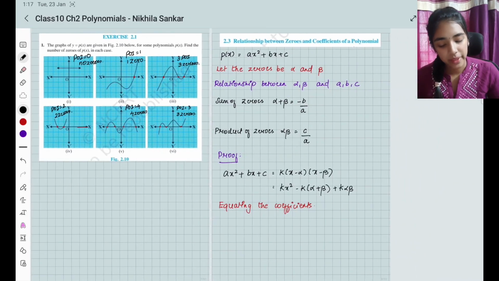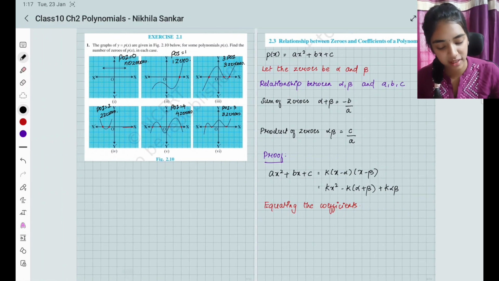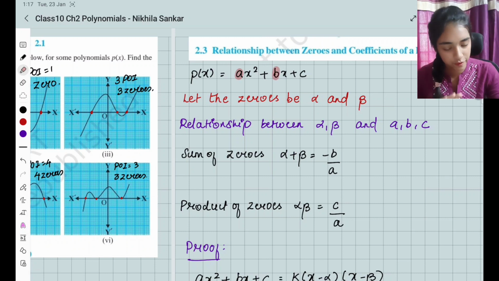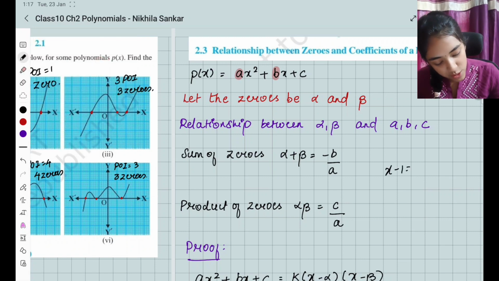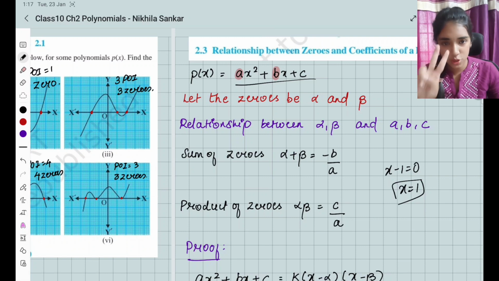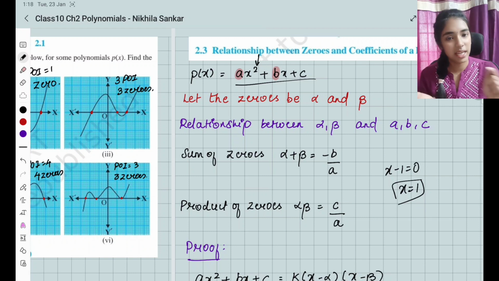Now the next topic is going to be the relationship between zeros and coefficients of a polynomial. What does that mean? First of all, what is the coefficient of a polynomial? The coefficient of x square is going to be a, the coefficient of x is going to be b. This is going to be the coefficient. Now what are zeros? For example, when you solve an equation, if you have x minus 1 equals 0, x is equal to 1, so this is going to be the zero of the polynomial. If it's a quadratic equation, it has 2 zeros, since the degree is going to be 2. So we learned that it can have 0 zeros, 1 zero, or 2 zeros. Correct?